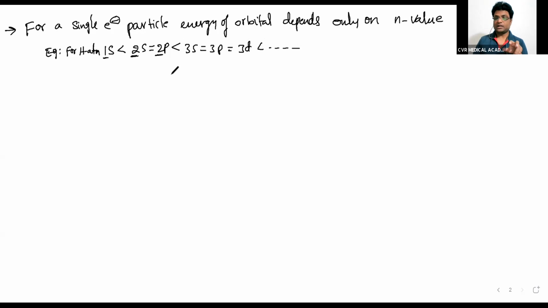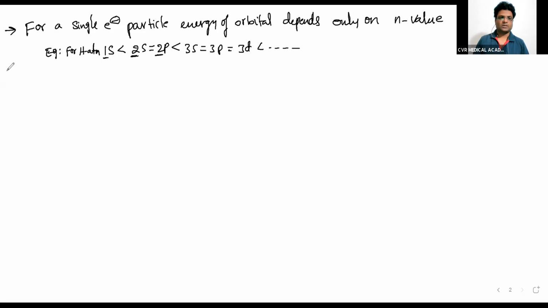The Moeller diagram order is actually for multi-electron systems, not for single electron systems. You may get a question: why is this order not practically correct for all elements? Because they are all multi-electron systems. For hydrogen, we write the configuration only up to 1s. But for helium, this order is not followed because it is a multi-electron particle. There the Moeller diagram order comes, and the energy depends on the n plus L value. We'll see that.